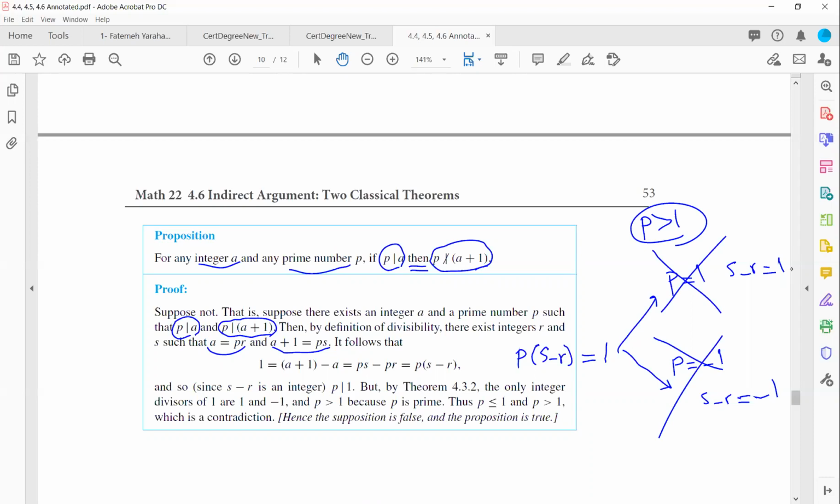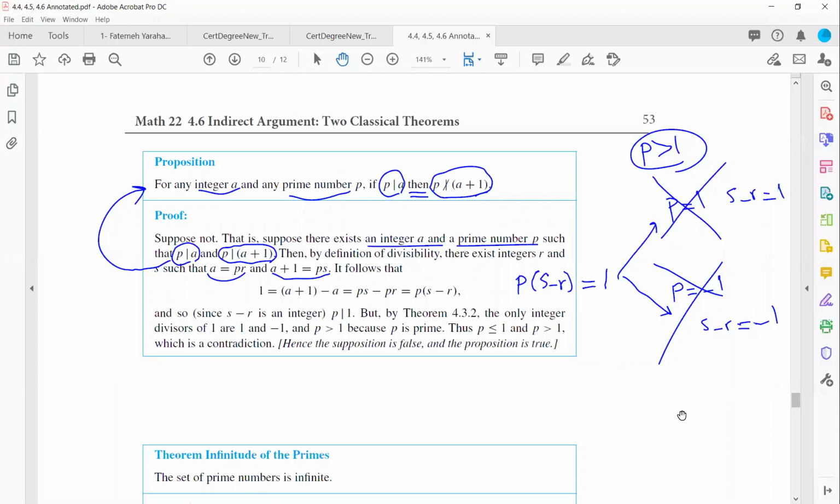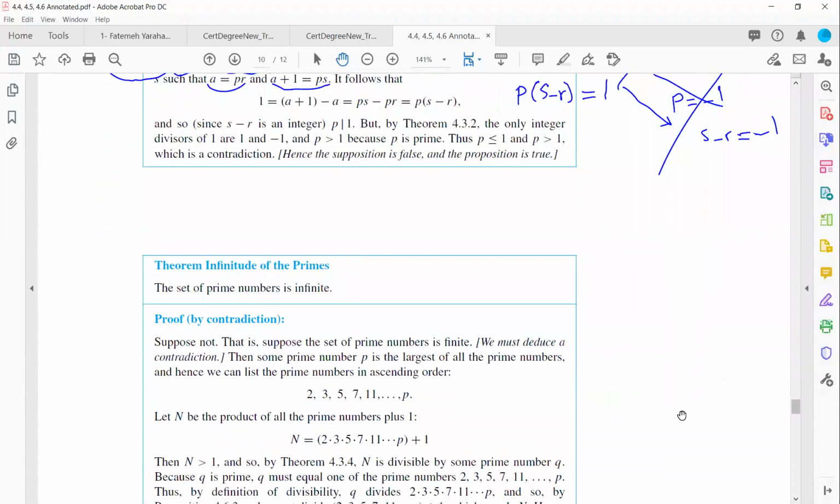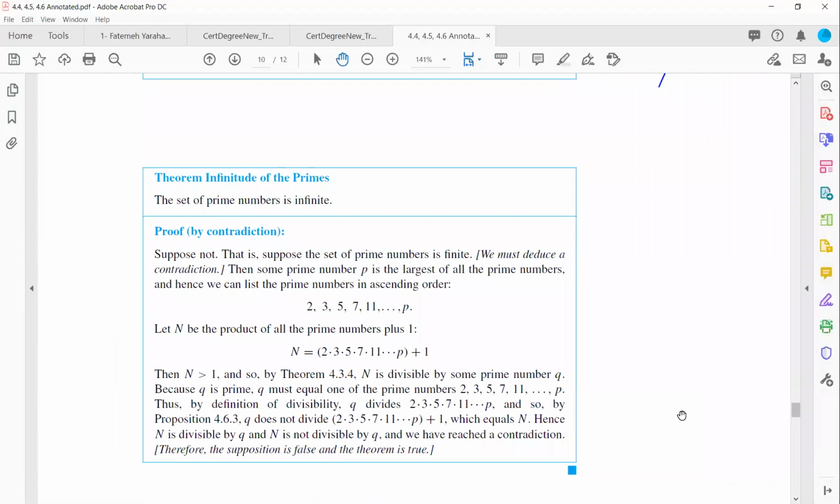This is an error. Where did it come from? It came from the assumption that there is an integer like a and a prime number like p, that p divides a and p divides a plus 1. This is false. It means that its negation is true. The last theorem, the set of prime numbers is infinite. It means that prime numbers, they don't stop. They continue to grow. Proof by contradiction.